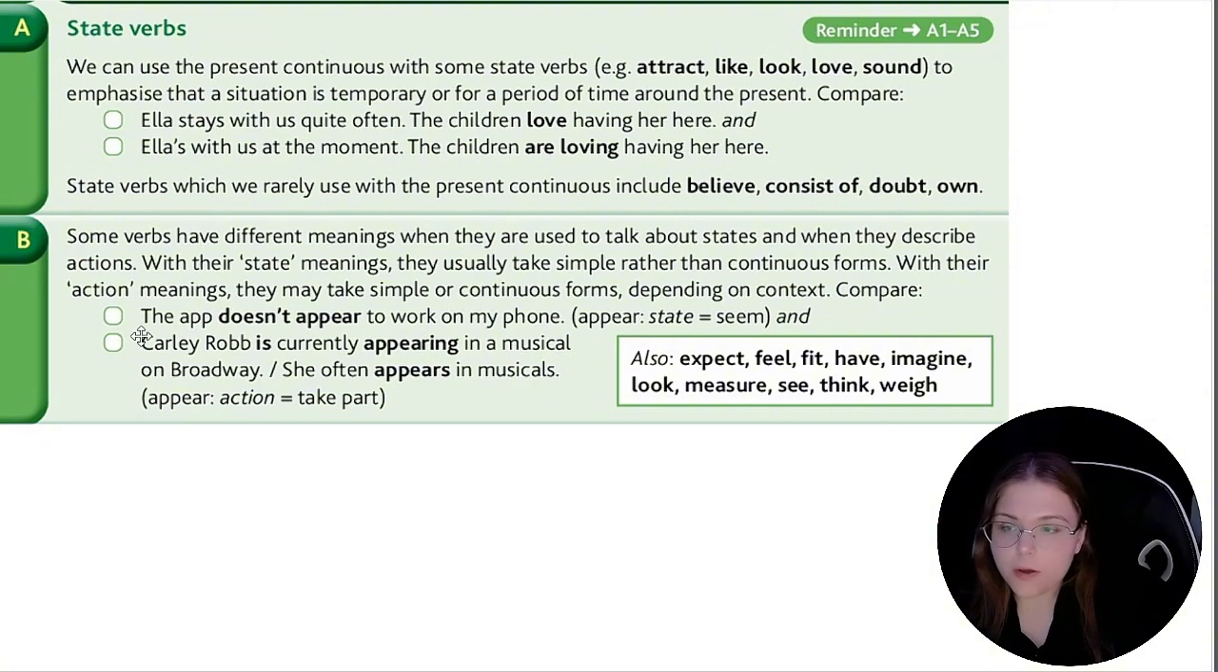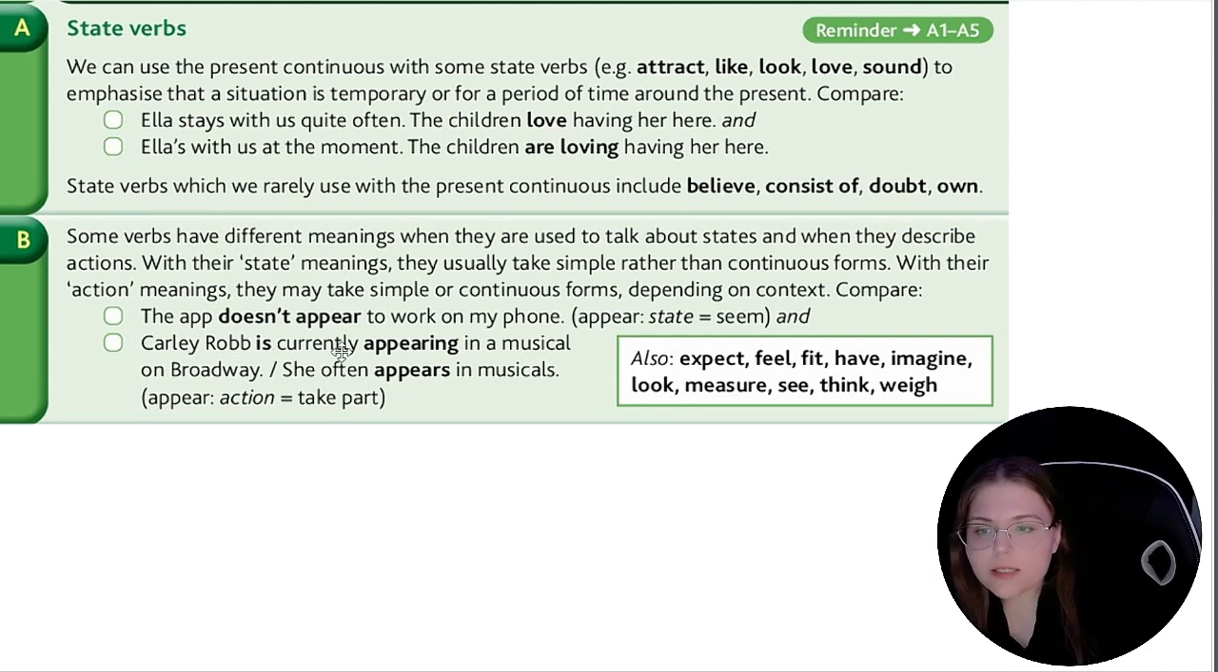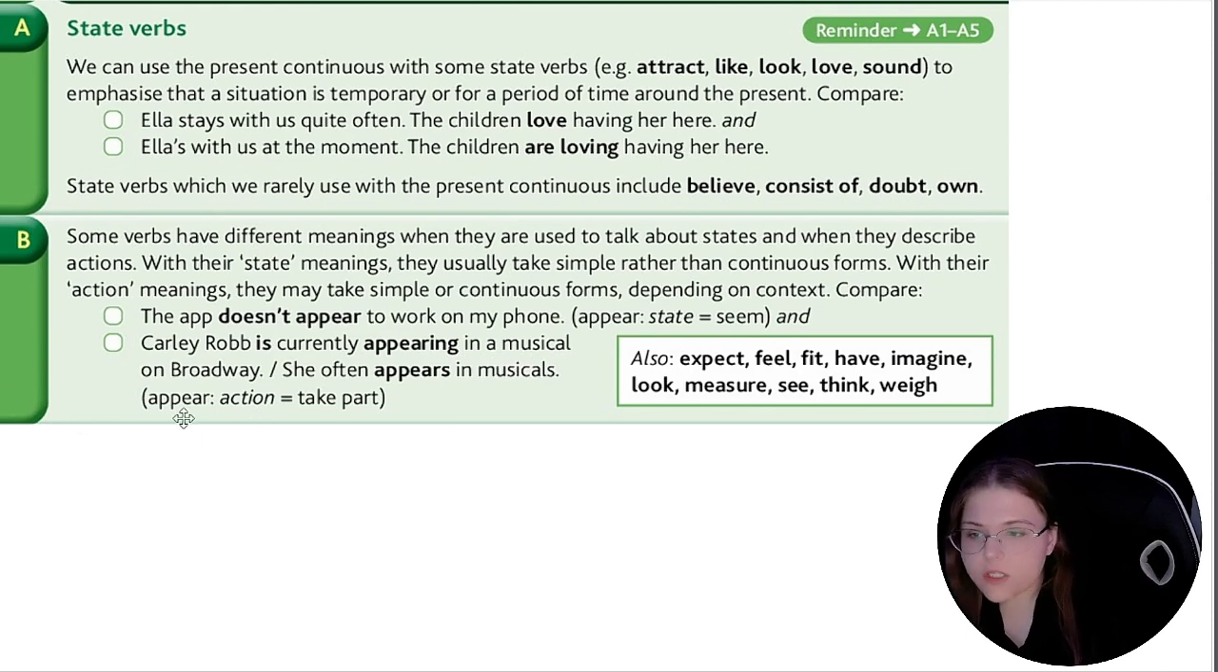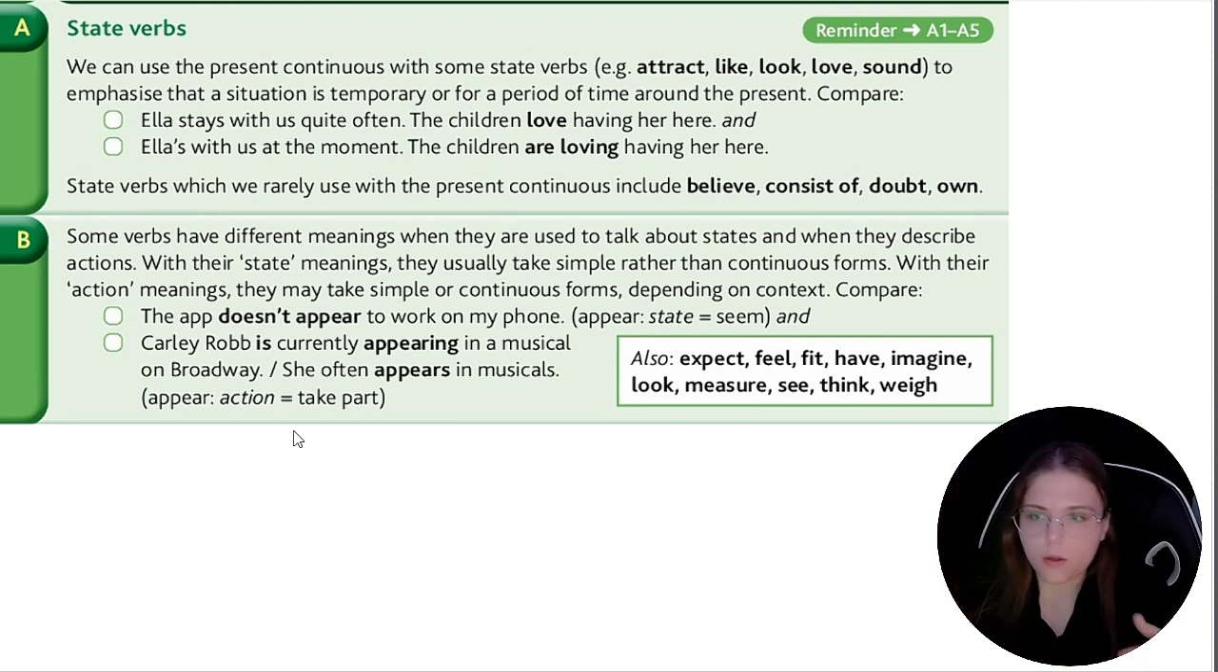Compare. The app doesn't appear to work on my phone. Appear, like a state verb, means seem. And Carly Rope is currently appearing in a musical on Broadway. She often appears in musicals. So, if the word appear means just seem, this is a state verb. But if the word appear means to take part in, I can use it in present continuous or present simple.